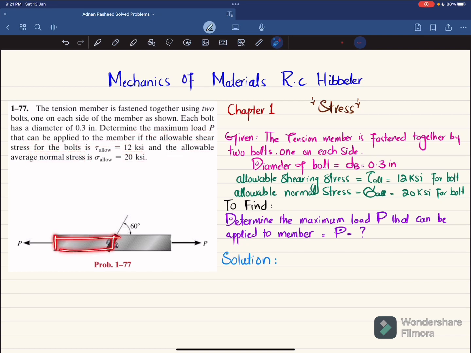So you can see this is member 1 and this is member 2 that are held together by using a joint having a bolt on each side. And this is exerted by a tensile load P. So you have to find the maximum load or allowable load P that can be applied on this joint or on this tension member. So let's start with the solution.